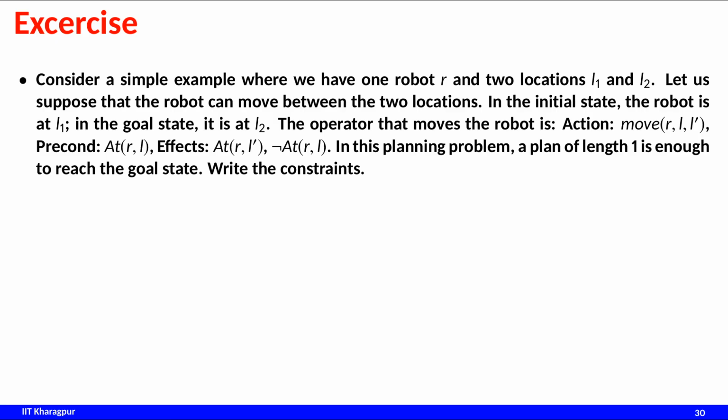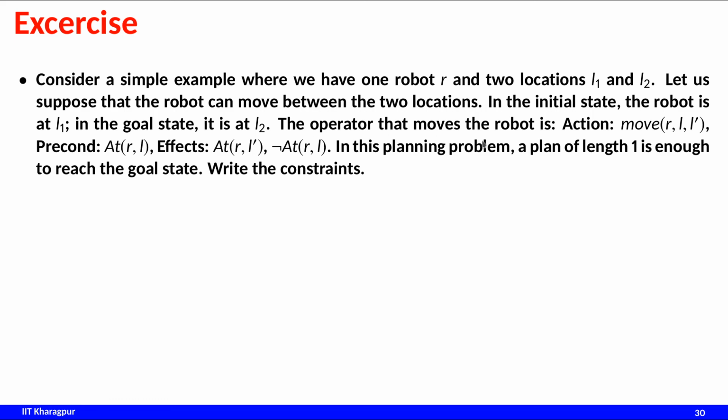This is an exercise that you can do at home. It is a simple example. We have one robot R and two locations L1 and L2. Let us suppose that the robot can move between the two locations. In the initial state, the robot is at L1, and in the goal state it is at L2.